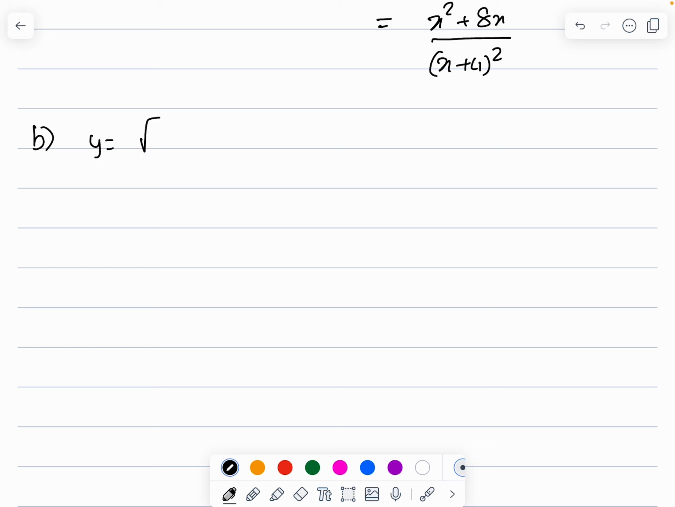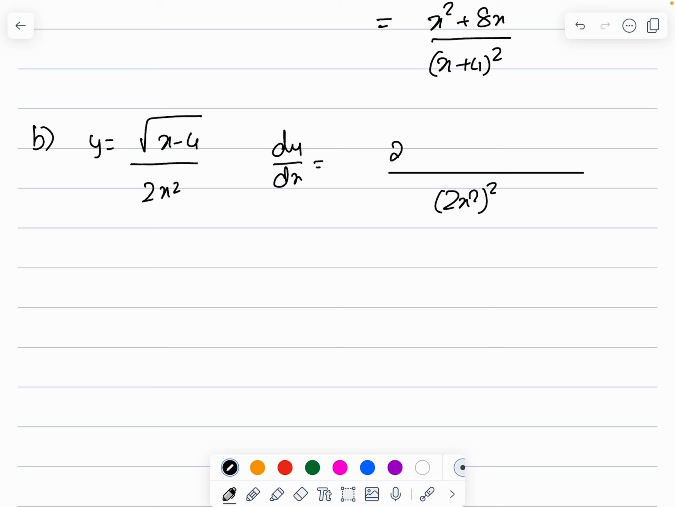Coming to part B, y equals square root of x minus 4 divided by 2x squared. So what will be dy by dx over there? (2x square) whole square in the denominator, 2x square as it is, times the derivative of the square root, which is 1 upon 2 square root of x minus 4. If you use this formula, it will become easy. 2x square derivative is 4x. 2 and 2 cancels. So what am I left over with?